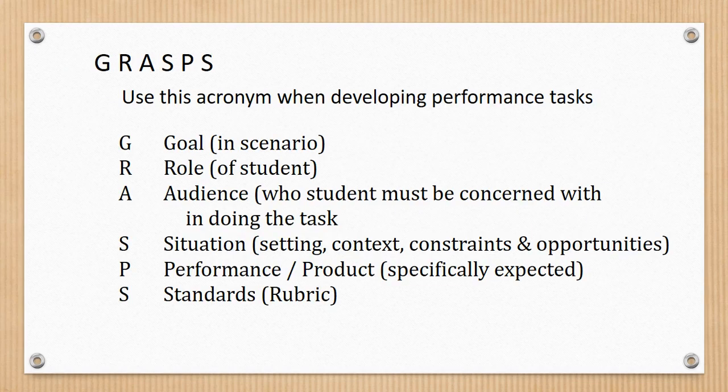They also recommend using GRASP, with an S, as an acronym when developing performance tasks. So the G would stand for goal. What kind of scenario will this be in? R will be the role that the student will play in that performance task. A will be the audience that the student is going to be performing for, whether it's a group or a small group or just what. S is the situation, which would be the setting, the context, opportunities, constraints, just everything about that situation.